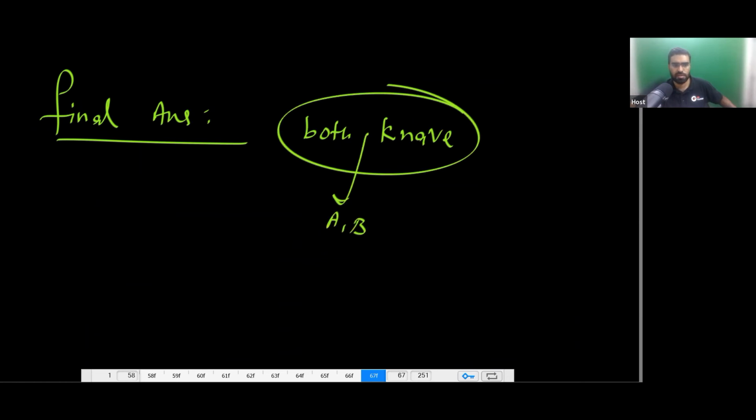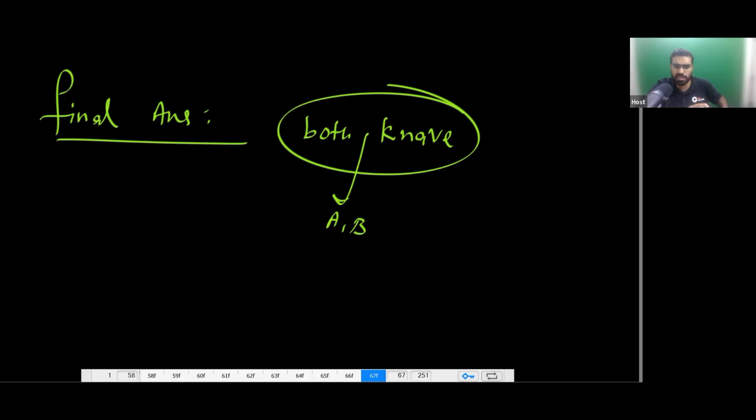Is this clear? Anyone has any doubt in this? See, this is a simple puzzle type of question. This type of questions are there in the GATE exam also. If you are thinking, sir, do this type of questions come in the GATE exam? Yes, already in the GATE exam, this type of questions are there.